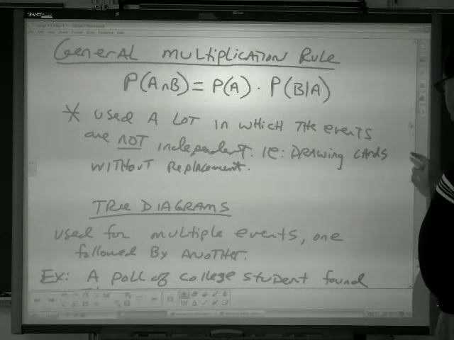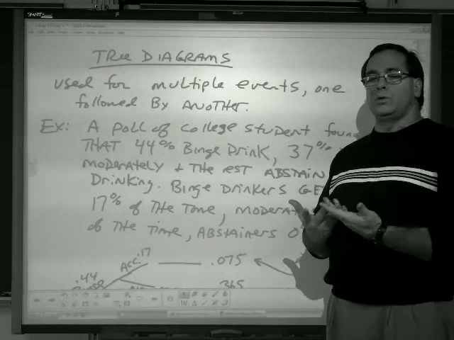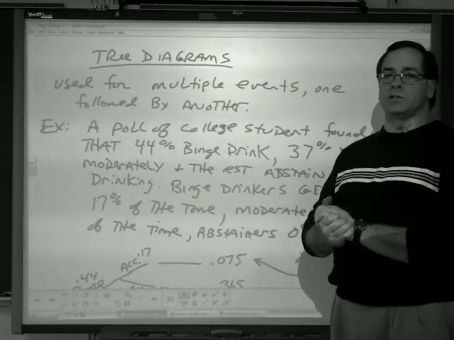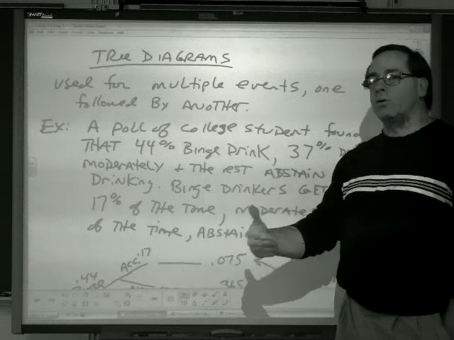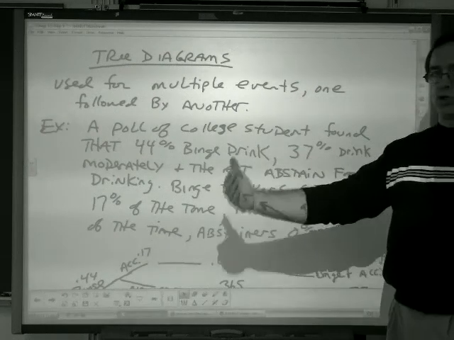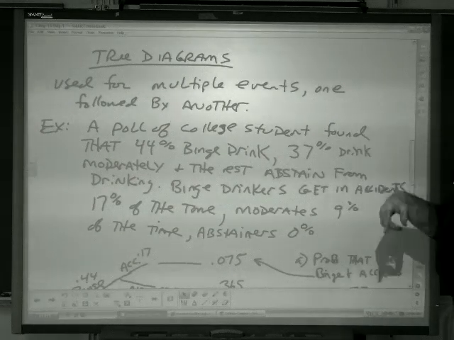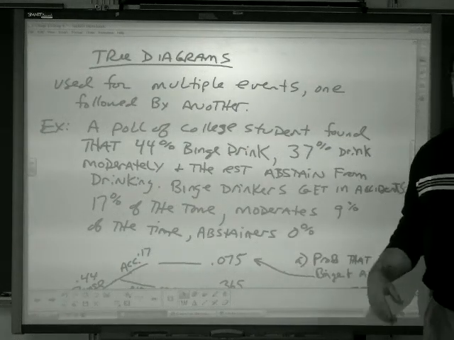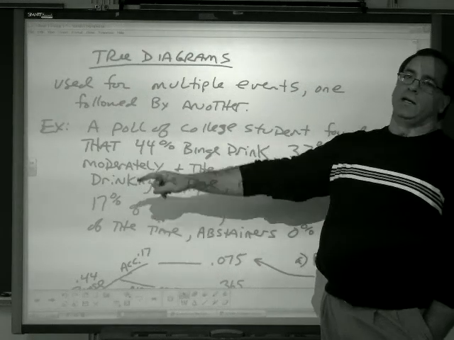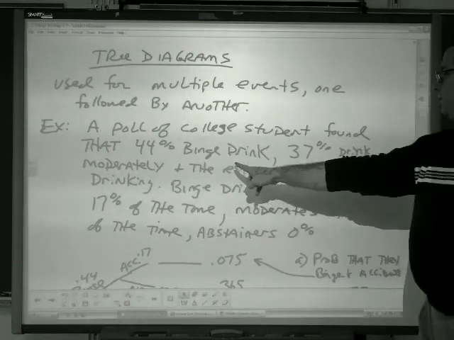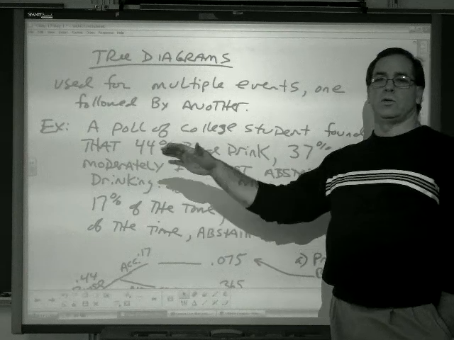Last thing we're going to talk about are tree diagrams. A tree diagram is just a tool to help you calculate probabilities. A tree diagram is used when you have multiple events happening, one followed by the next. It's easiest to set up a tree to help calculate the probabilities. For example, a poll of college students found that 44% binge drink, which is like drinking 3 or more drinks at a time. 37% drink moderately, that's like 1 or 2 drinks, and the rest abstain from drinking altogether. So they either binge drink, drink moderately, or don't drink at all.